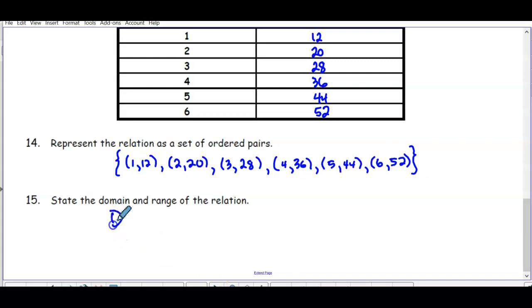In terms of the domain, again, we're just keeping it to 6 cubes. So the domain here is just 1, 2, 3, 4, 5, 6. And then the range is all of the toothpick values.